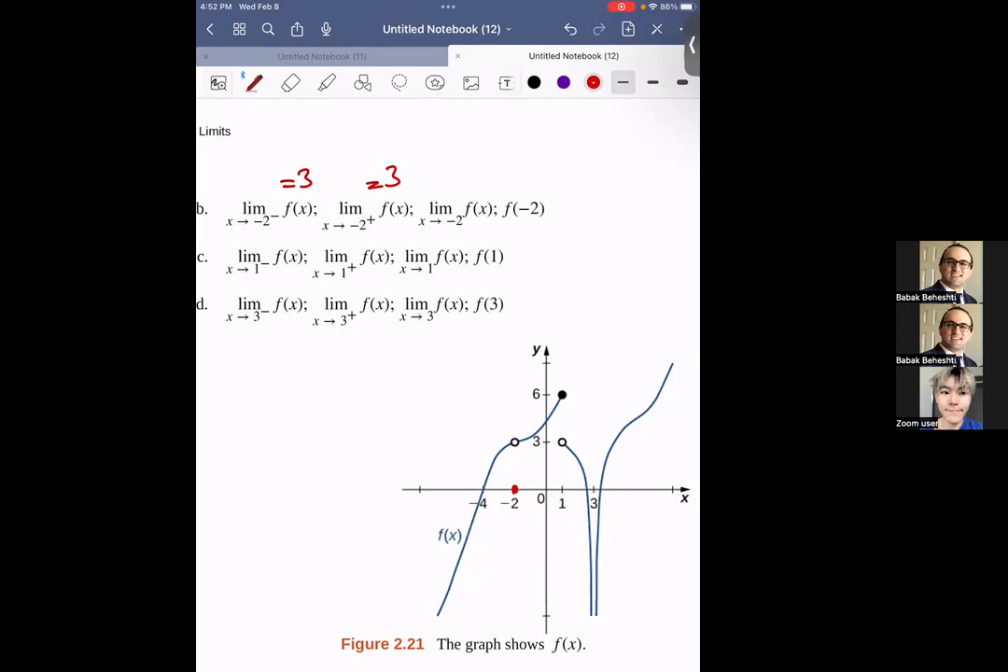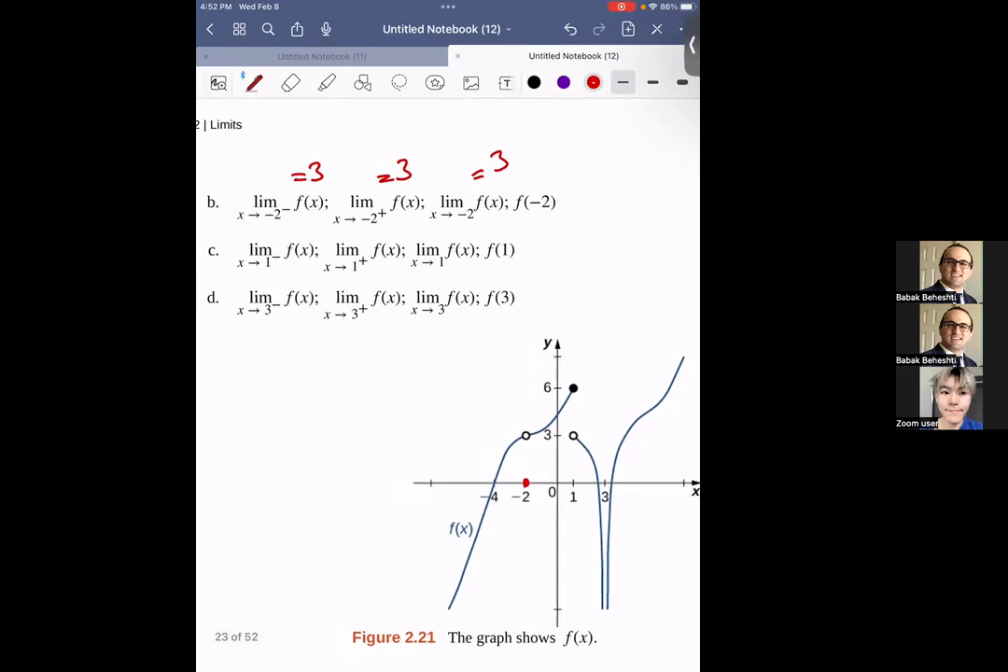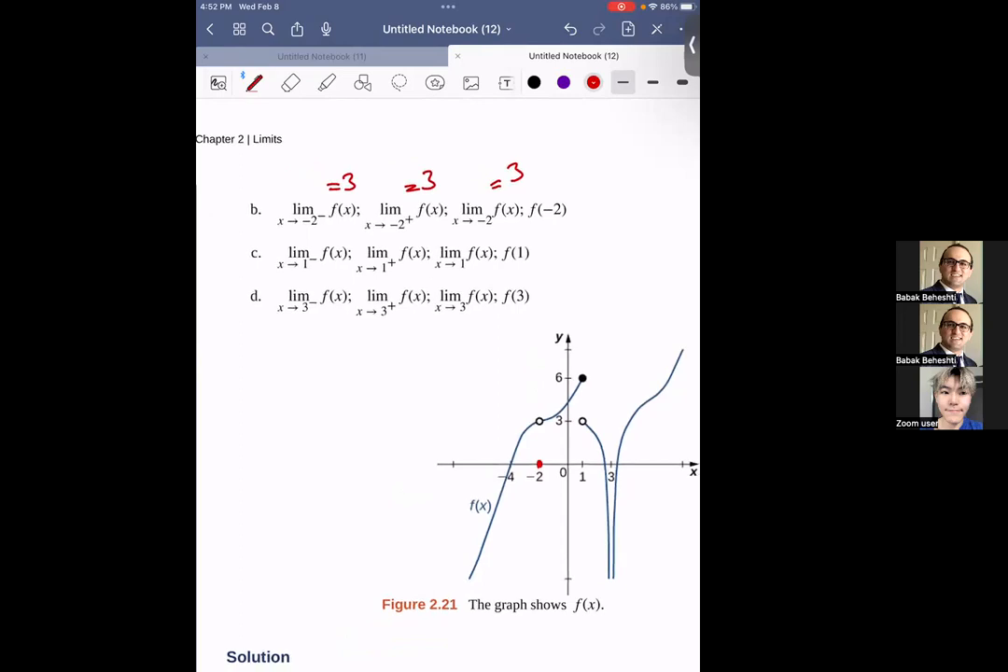So we can say that the limit when x goes to minus 2 is equal to 3 in general, because left and right limits are equal. So what is f of minus 2? f of minus 2 does not exist. The function is not defined at minus 2. So I just put DNE.